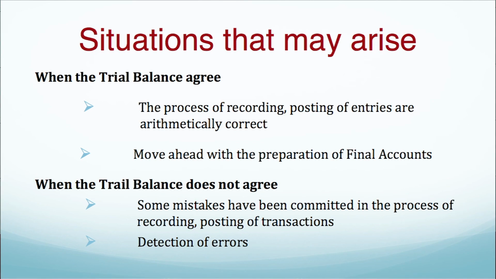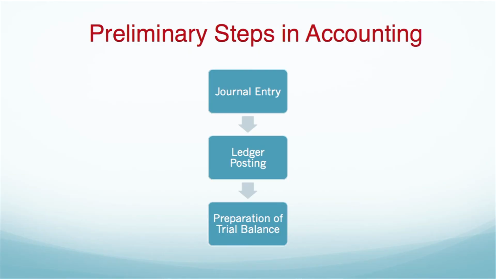So if the trial balance does not agree, what are the indications for us? The indications are that some mistakes may have been made in the process of recording the transactions, or posting the transactions, or balancing the ledgers. In any part, mistakes may have been committed, and that is why the trial balance does not agree. So it indicates the presence of errors in the process of recording the transactions. Now, before discussing the errors indicated by the trial balance, let us first see the mechanism of how the trial balance agrees.